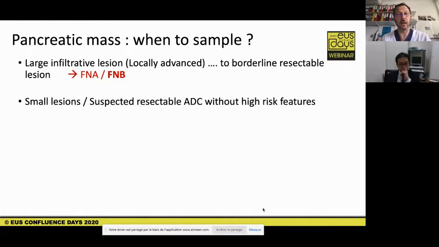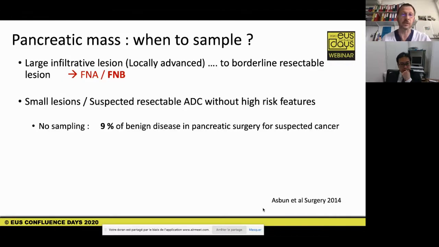So what is the rest? It's the small lesions which are suspected adenocarcinoma, which are possibly resectable without high-risk features. In this situation, we can discuss. The discussion has two parts. On the one side, if we are not doing the sampling, maybe we send these patients to surgery with a risk of almost 10% of benign disease. That's what we see when we look at the surgeons' numbers.